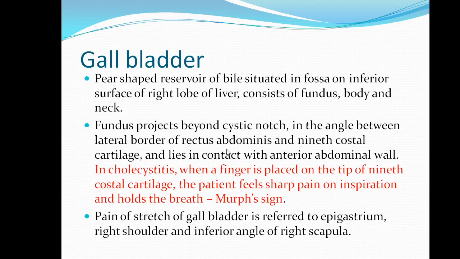This relation is very important because in the acute cholecystitis, when a finger is placed on the tip of the ninth costal cartilage, the patient feels sharp pain on inspiration and holds the breath, and this is known as Murphy's sign. So this is the Murphy's sign, the clinical sign diagnostic of the cholecystitis. The pain of the stretch of the gallbladder is referred to the epigastrium, to the right shoulder, and to the inferior angle of the right scapula.